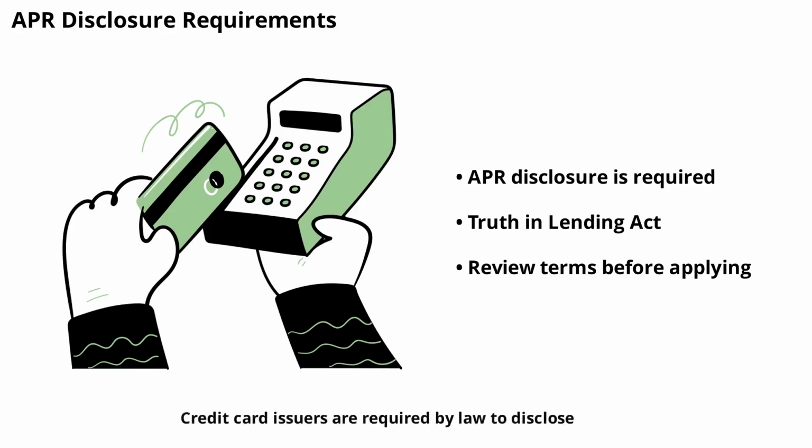Credit card issuers are required by law to disclose the APR and other key terms before you apply. This helps you compare offers and make informed choices. The Truth in Lending Act ensures transparency, so you know exactly what you're signing up for. Always review the APR and terms before accepting a new card.